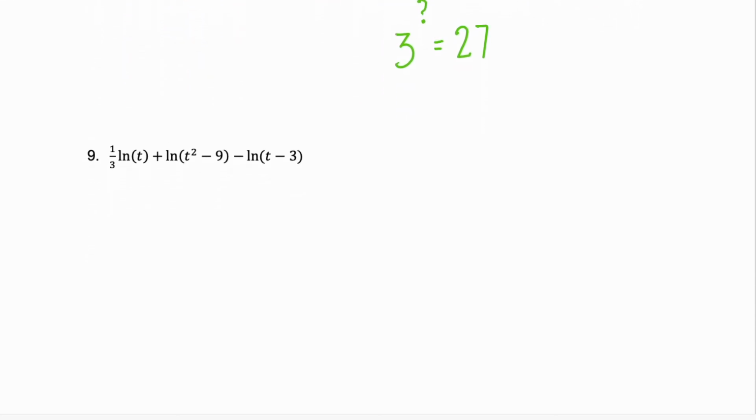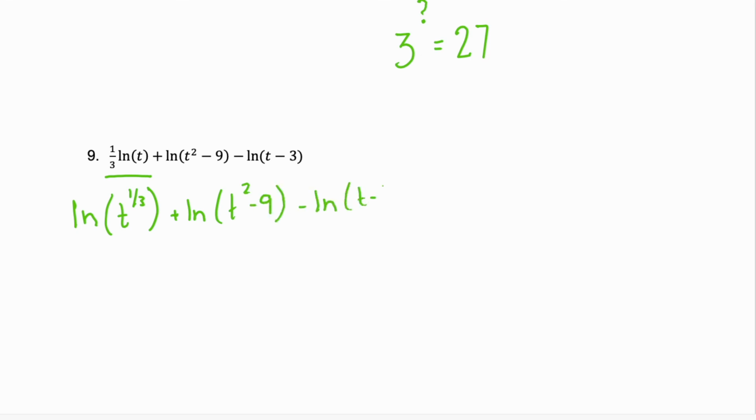How about example 9? There's a lot going on here. So let's go term by term. This very first term, we have 1/3 times the natural log. Well, that 1/3 is the power property. So we can rewrite that first term as the natural log of t to the power of 1/3. And we can keep the other 2 terms for now.